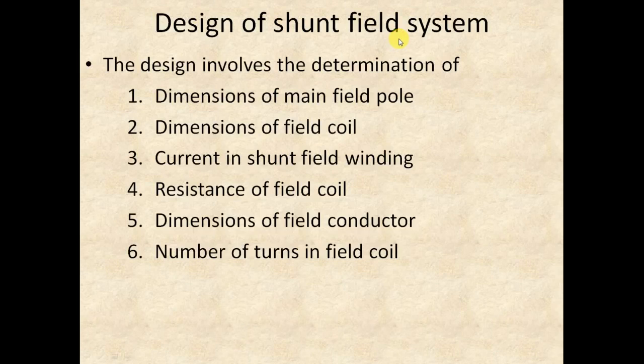Now let's get into the design of a shunt field system. The design of shunt field system mainly involves the determination of these 6 parameters. The first one is dimensions of main field pole, that is the dimensions of pole core. Second is dimensions of field coil. Third is current which is flowing through this field coil or this field winding. Fourth is resistance of field coil. Fifth one is dimensions of field conductor. See, this dimensions of field coil and dimensions of field conductor both are entirely different. You will come to know that in the upcoming slides. And the last one is number of turns in field coil. We are going to see each one of them in detail.